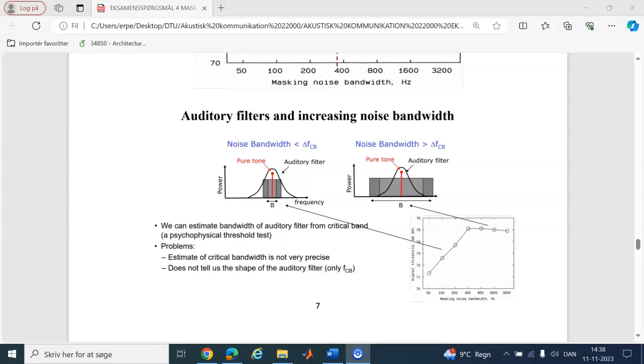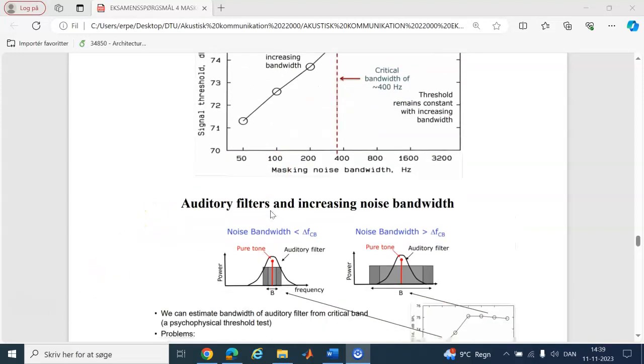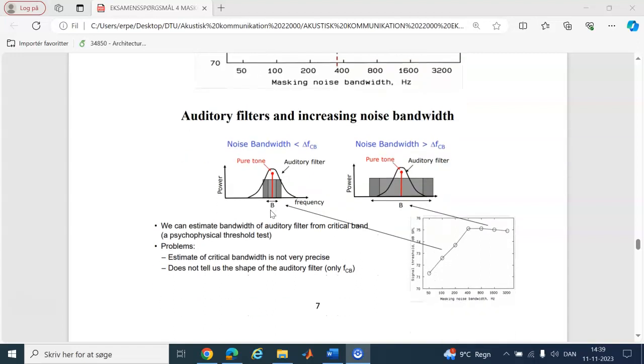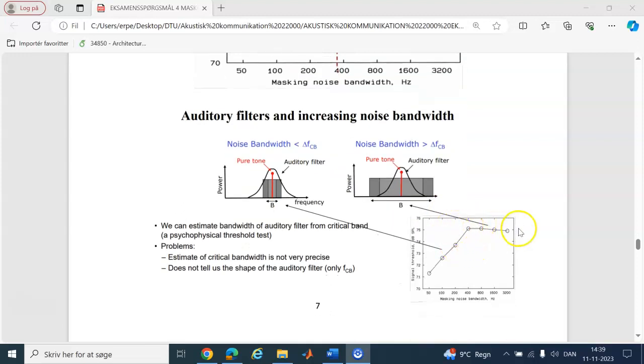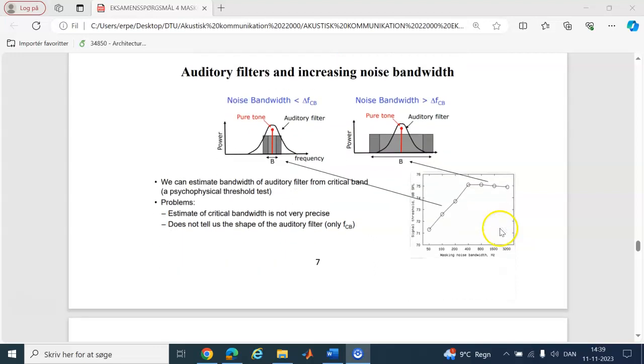Again, auditory filters are increasing in bandwidth. If the noise band is less than the critical bandwidth, then as the masking noise bandwidth increases, the signal threshold will also increase. But if the noise bandwidth is greater than the critical bandwidth, like here, then the signal threshold will be constant.